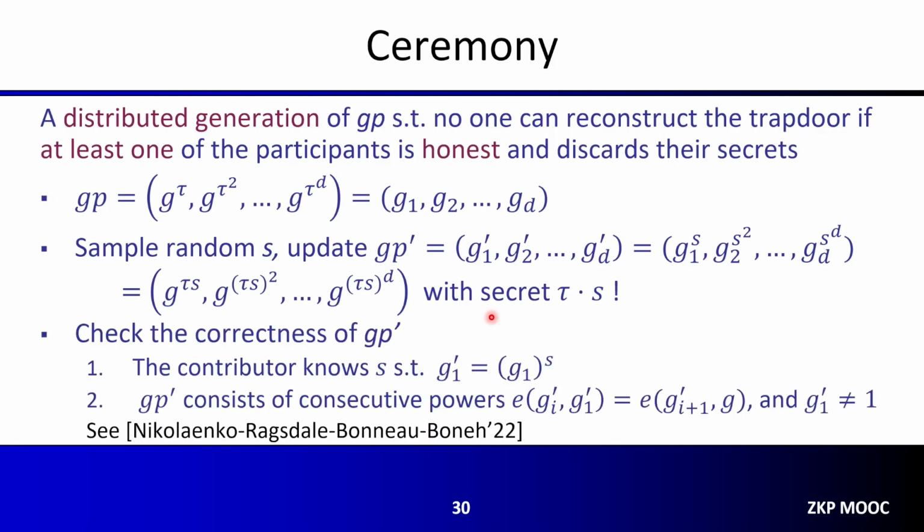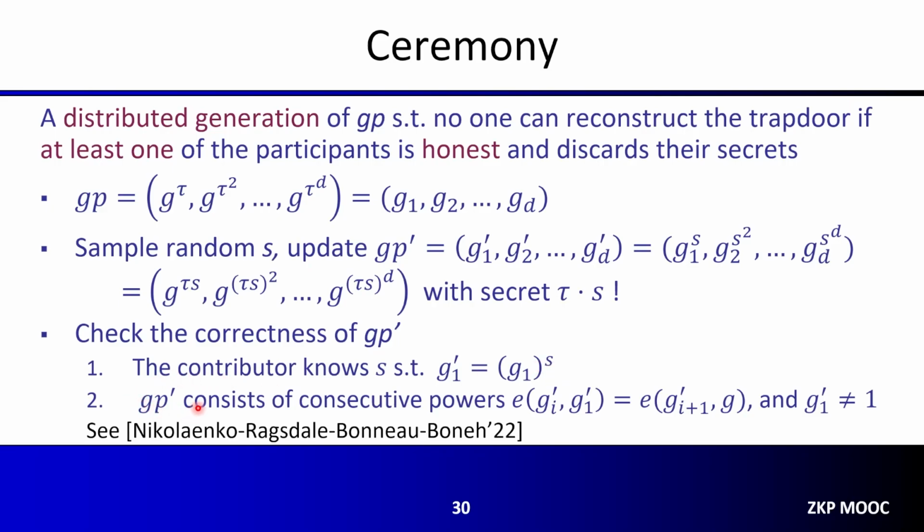So finally, there are some additional steps to check that this GP prime is indeed correctly generated, in case that someone is malicious, we don't want them to ruin this entire global parameters. And there are two steps to check the correctness. So first of all, the contributor has to generate a proof proving that he or she knows s such that g1 prime equals g1 to the power of s. Indeed, you are introducing some valid secret s from g1 to g1 prime instead of discarding this existing global parameters and generating GP prime from scratch. And this one can be done efficiently using, for example, a Sigma protocol.